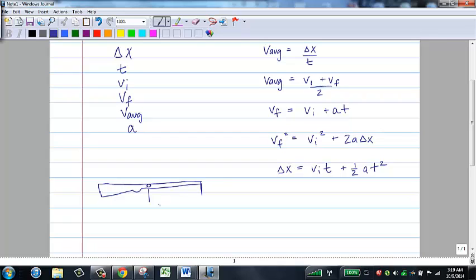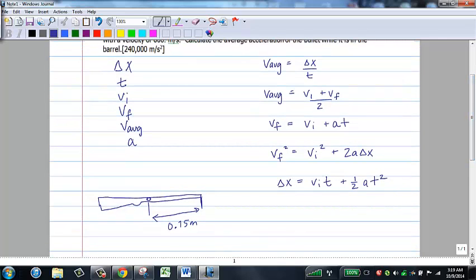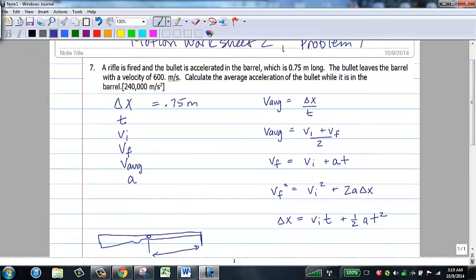So the barrel of this gun is 0.75 meters long. So that's the distance over which the bullet is going to accelerate. So that's equal to 0.75 meters. The displacement or distance or delta x, however you want to refer to that. This is a linear motion problem, so distance and displacement are essentially the same thing. We assume the forward direction is the positive direction.